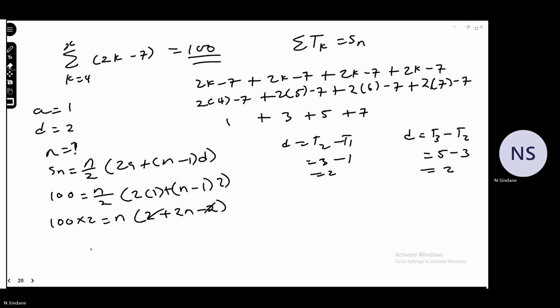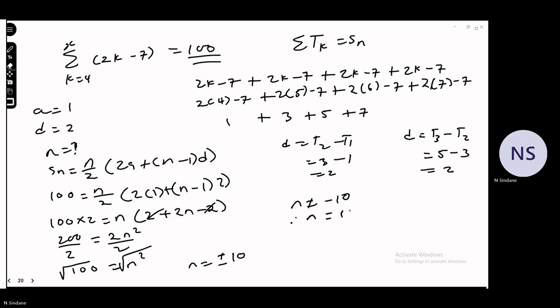This and that cancel to 0. Then 200 is equal to 2n squared divided by 2 divided by 2. So 100 is equal to n squared, right? And then taking the square root, n is plus or minus 10. Therefore, n cannot be negative 10. Therefore, n is equal to 10. Right? n is equal to 10.